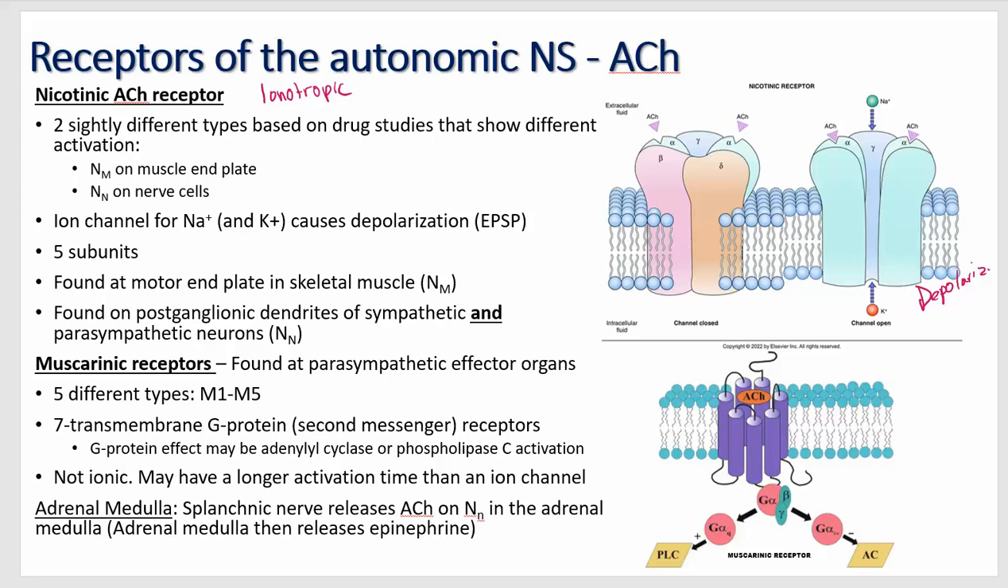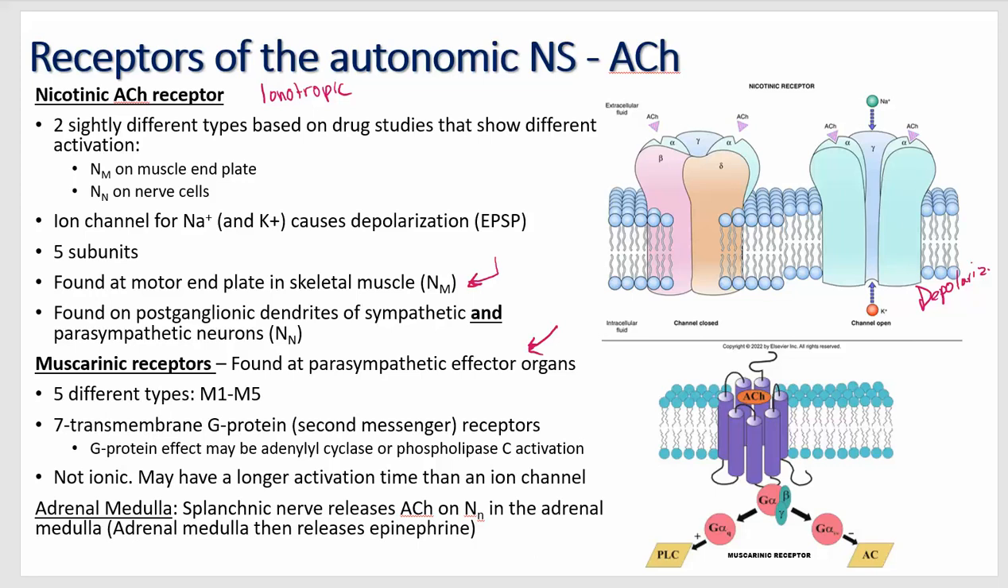They're found at the motor end plate and skeletal muscle. So that's where we've heard of these. That's where we've talked about them. So that's a nicotinic in the muscle, so the NM. But they're also found on postganglionic dendrites of sympathetic and parasympathetic neurons. Okay? And we have several pictures that are going to show that. All right, so that's where they are. They're on the muscle, and they're also on the sympathetic neurons. And since we're talking about the autonomic nervous system, that's why we're bringing it up.